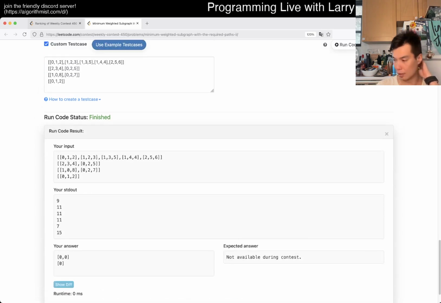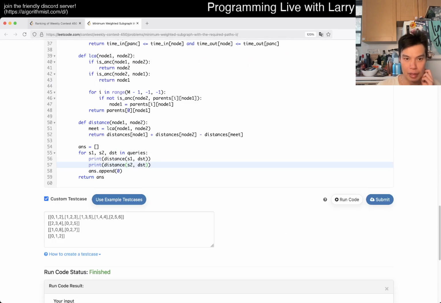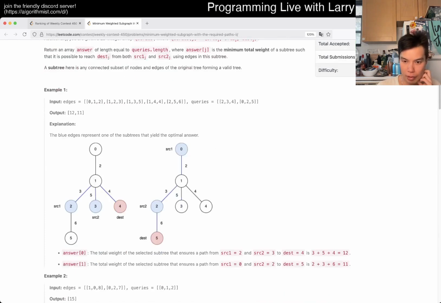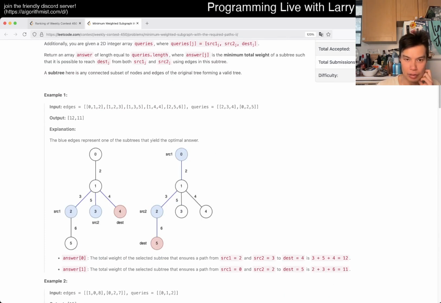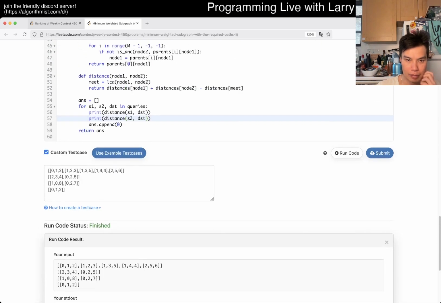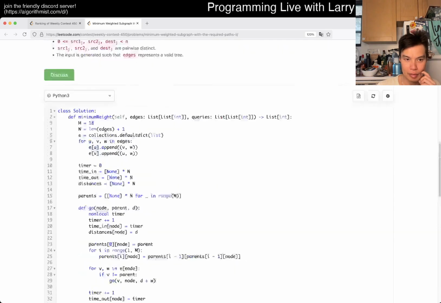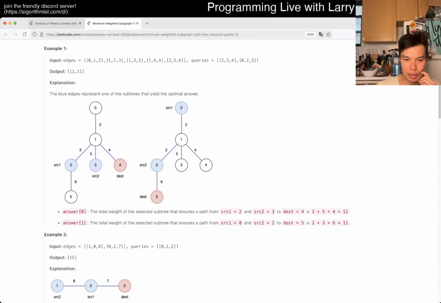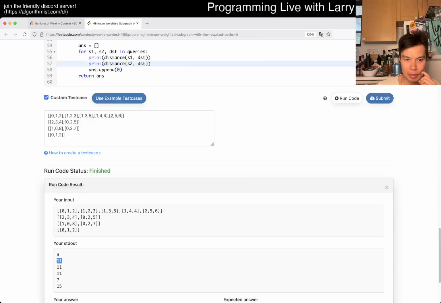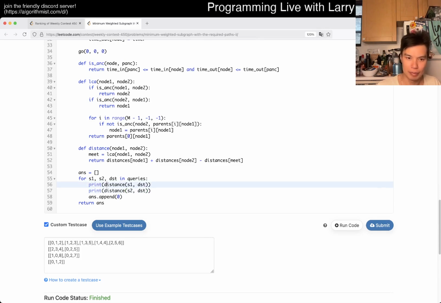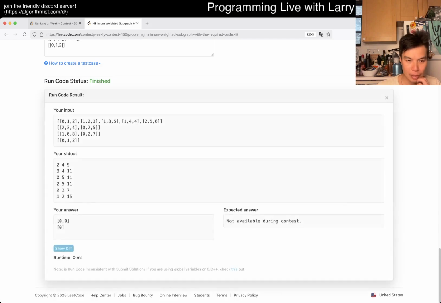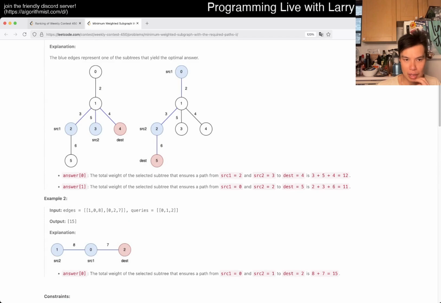Okay, so 9 and 11, is that right? S1 to S2. What's the query? 2 to 3, 2 to 4 is 7. That's not right. 3 to 4 is 9. Maybe not right. Why is that? Okay, S1. Just making sure that I'm looking at the right thing. Okay, 2 to 4 is not. Oh. 2 to 4 is 9. That's not right.